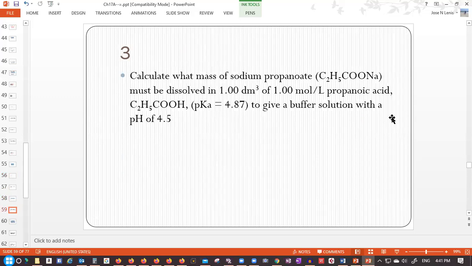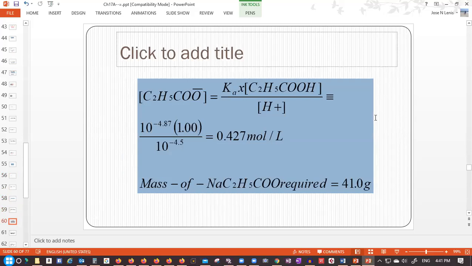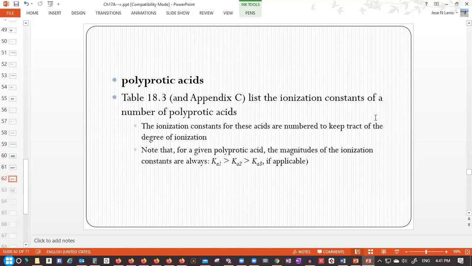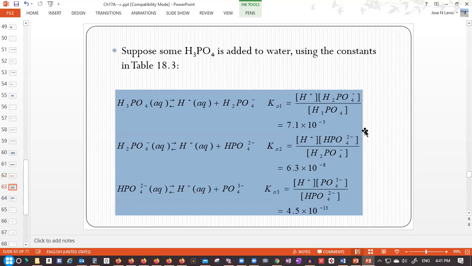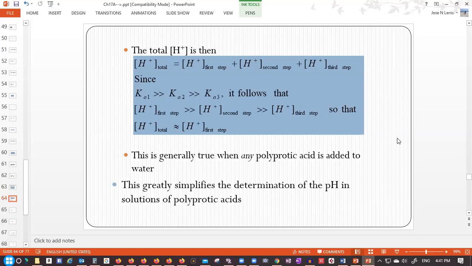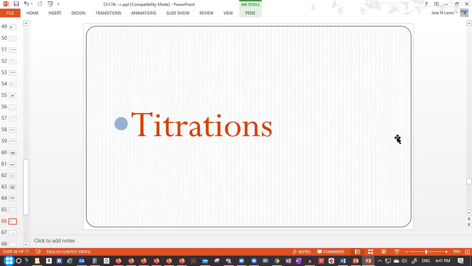Let's see what is new here. Same thing, it's just more problems to practice, buffers. Polyprotic acid, we did that already in the previous video, so we don't have to spend time here. I explained this step by step. We actually solved one problem. Titration. This is new, and I want to spend time on this one, on titrations.